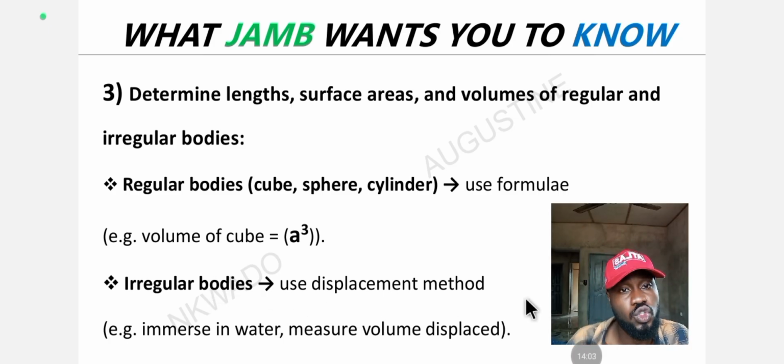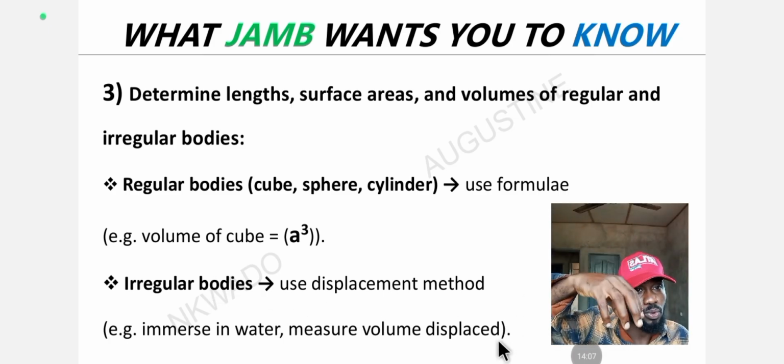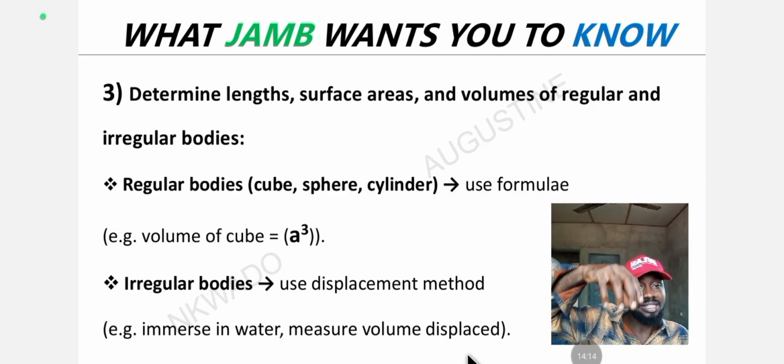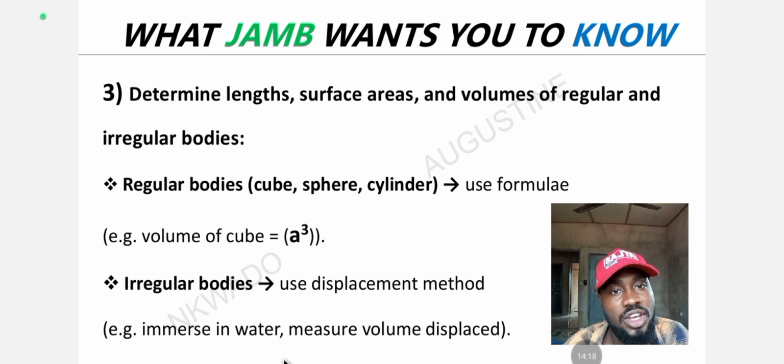You use the displacement method, such as immersing it in water. You know the Archimedes principle: immersing a body in water and using the weight of the water, that's the fluid displaced, to get the weight of the body. So you immerse it in water and you measure the volume displaced. When you put the object inside a bowl of water, the volume of fluid displaced is the volume of fluid that leaves the water bowl when it's full. When you put that body in that water, the volume of water that displaces is the volume of that irregular body. As simple as that. That is the easiest method of using the displacement method to measure the volume of an irregular body. That's that for that.